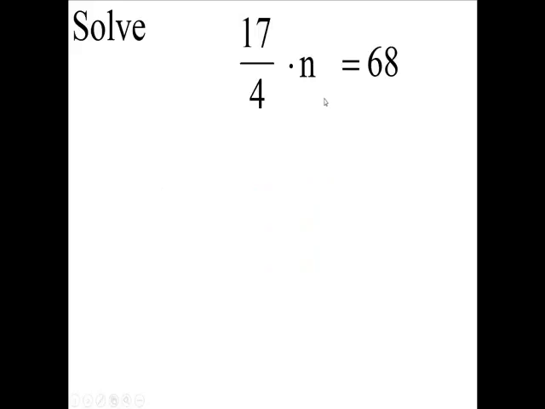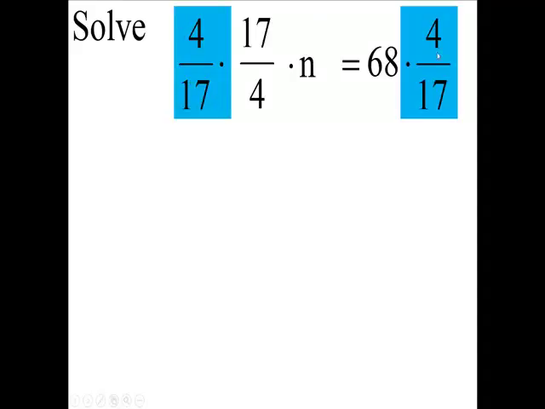So here's my problem now. N is your variable. The coefficient of the variable is this number right here. So we want the reciprocal or the multiplicative inverse of the coefficient. So we're going to put 4 over 17 here and here. Put it in blue, 4 over 17, 4 over 17. Okay, so we're saying n equals 68 times 4 over 17 because these cancel.